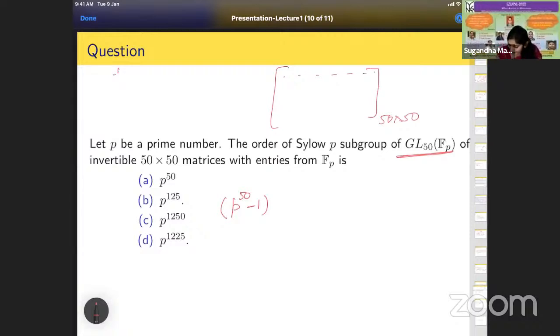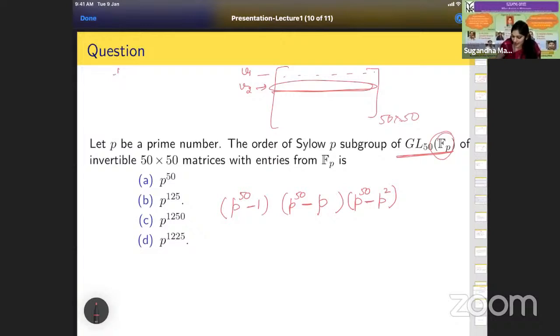Now, if you look at the second vector, this was your vector 1, or row 1, I should call it. Vector 2, this can be anything. So it can be p to the 50, but then you cannot take any multiple of the first row. And how many multiples can you have? As many as the coefficients you have, and the choice is F_p. So that will be p to the 50 minus p here. Okay, that takes care of the zero vector also, because zero is also a scalar in F_p. So if you take all multiples, 0 times this is also taken care of. Okay.